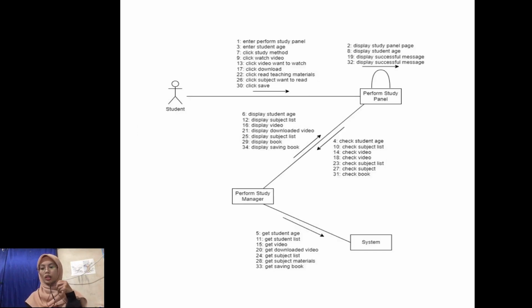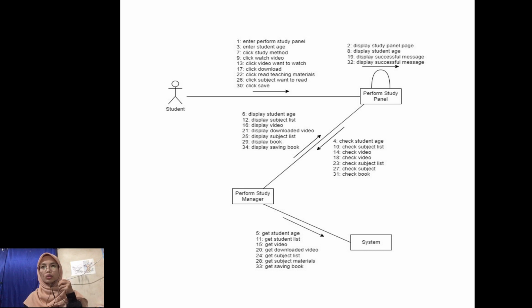Next is the collaboration diagram for the perform study use case. Okay, the actor is the student, who needs to enter the perform study panel, then it will display the study panel page. After that, the student needs to enter the student age, then it will check the student age in the controller and get the student age in the data store. After that, it will display the student age.